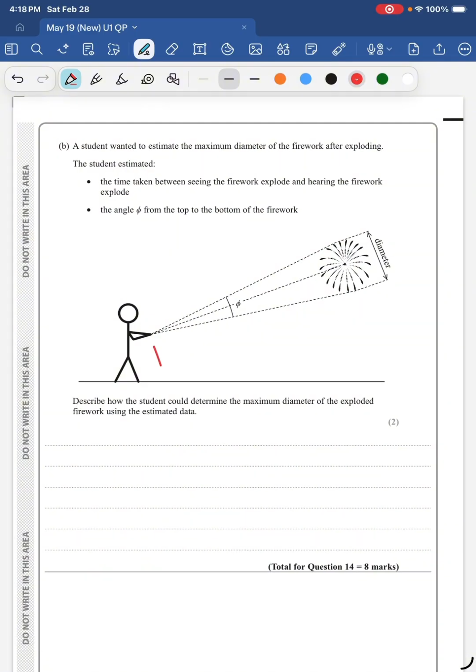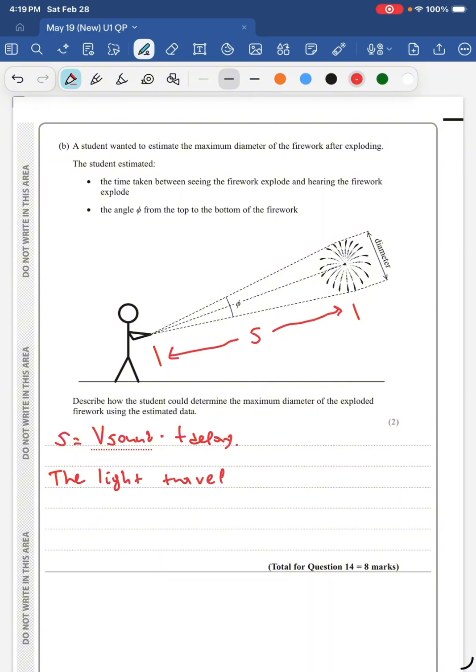So if we call this distance S, S can be calculated by the speed of sound times the time of delay. Okay, and why is that? The light travels almost instantaneously, right? Instantaneously.